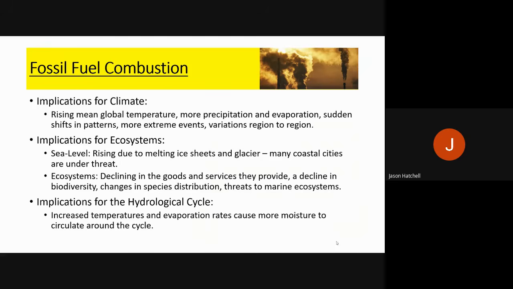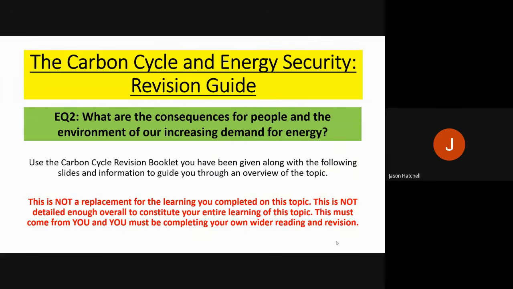And finally, there is obvious implications for the water cycle or the hydrological cycle. Increased temperatures and evaporation rates, as mentioned earlier, mean more moisture to circulate around the cycle, and that can create more instability in the cycle, which can lead to changes in our climate as well. So that is a brief roundup of all of the main things in EQ1.